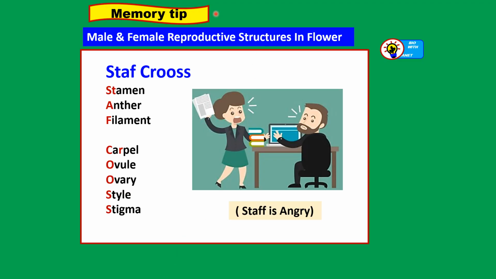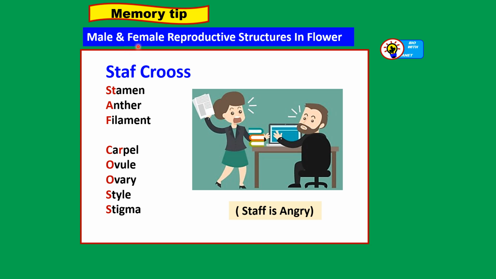Optional memory tip. You can choose to remember this or maybe not, because we have a lot of memory tips already. The important ones are for photosynthesis and respiration, the acronyms or memory tips for photosynthesis and respiration and others. This is just an extra one, so it's up to you whether you want to remember this or not.